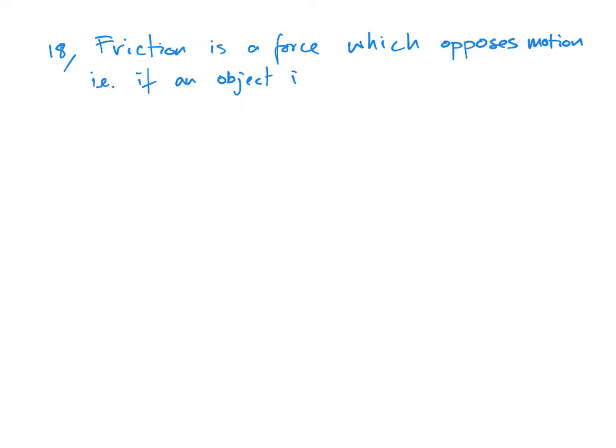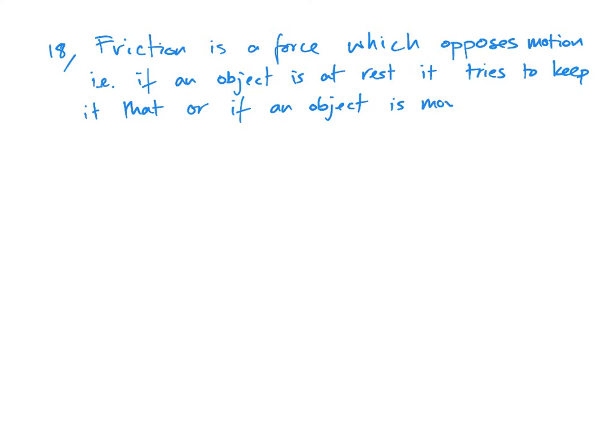if an object is at rest, it tries to keep it that way. I.e., if you try to push it, friction will act in the opposite direction. Or if an object is moving, it tries to slow it down.